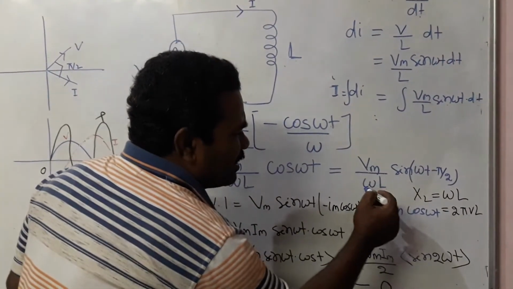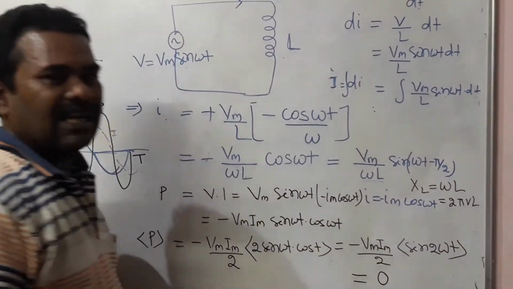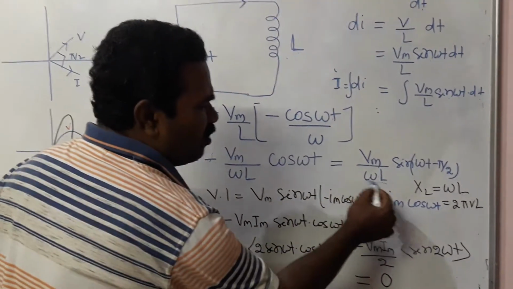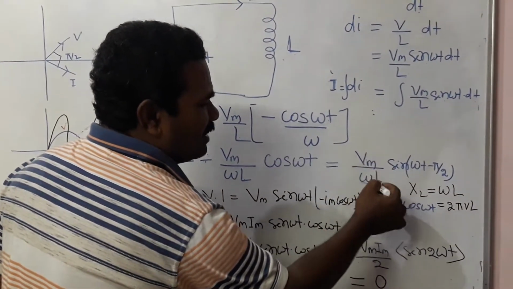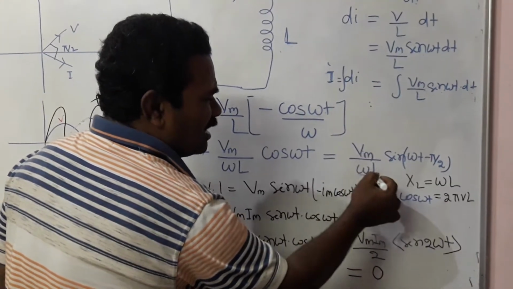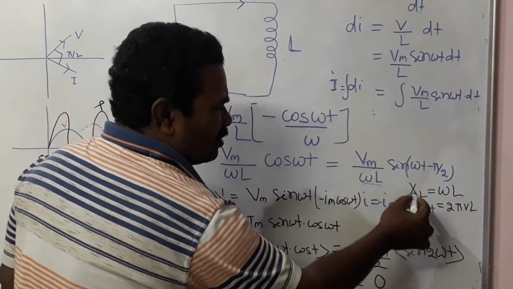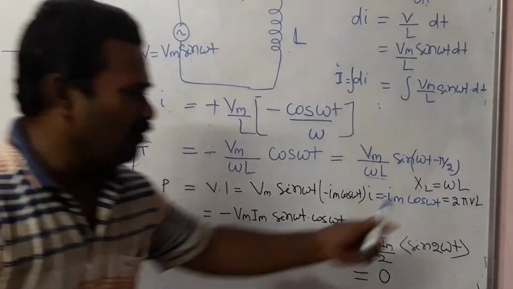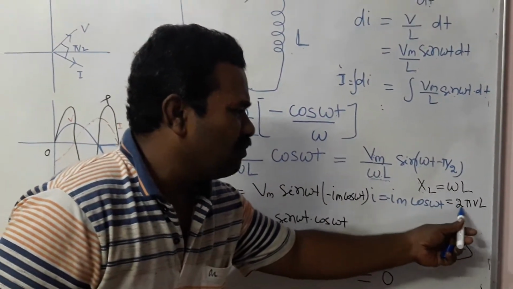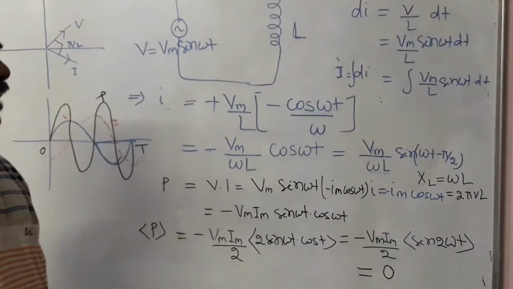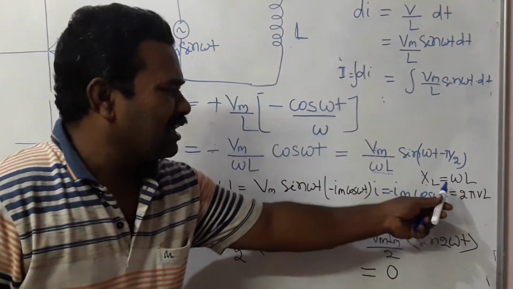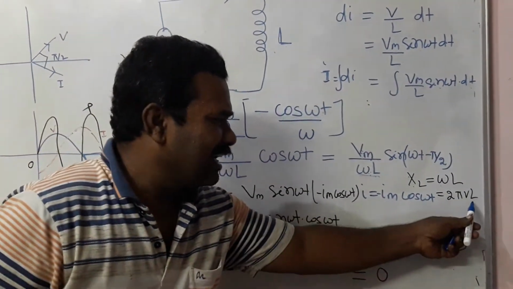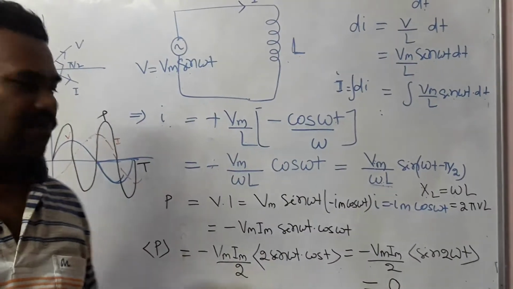So let us write this factor as XL, the inductive reactance. Its SI unit is ohm. It is just like voltage by current, like voltage by resistance, so this will give you current. Here XL is known as inductive reactance. It depends upon omega and L. Omega is 2 pi nu, so it will be 2 pi nu L. It means the inductive reactance depends directly on frequency and the coefficient of self inductance of the inductor.